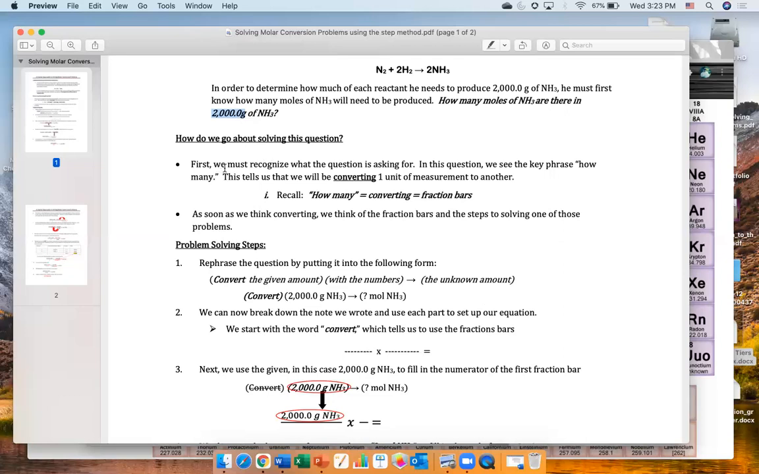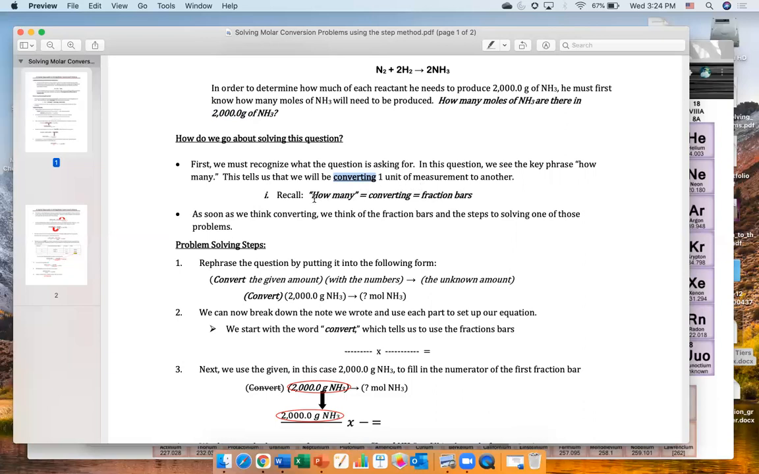The very first thing you need to know is you have to recognize what kind of question is being asked of you. You have to recognize that this particular question is different than all of our other questions, and that there's no set equation that is used every time for this type of question. So first we must recognize what the question's asking for. In this question, we see the key phrase, how many? This tells us that we will be converting one unit of measurement to another.